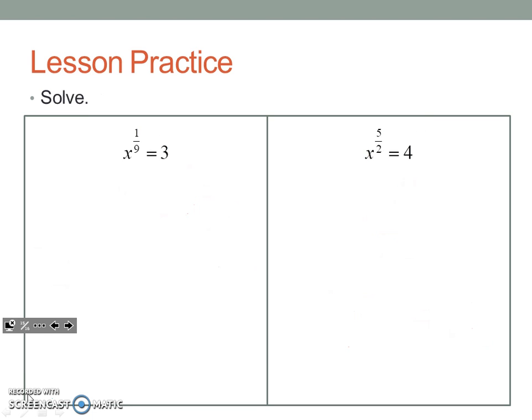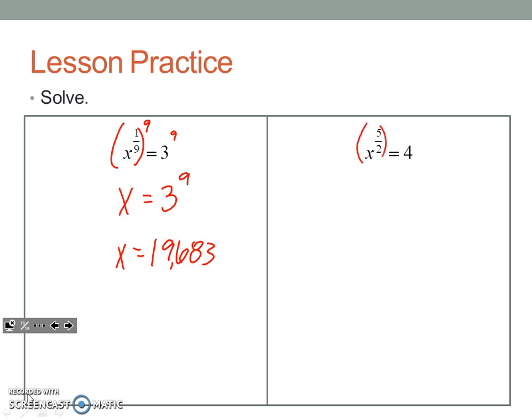Okay. And then last one here. Remember, this is where we want to use our reciprocals. So reciprocal of 1/9 is going to be 9. So that gives me x equals 3 to the 9th power. And I'm going to use a calculator because I don't feel like doing that. And 3 to the 9th power equals 19,683.